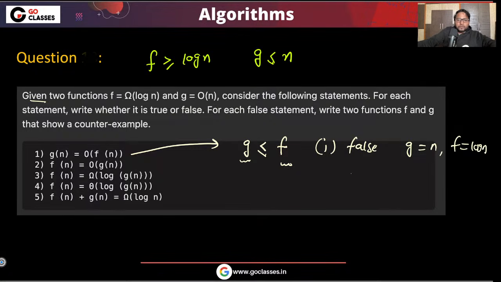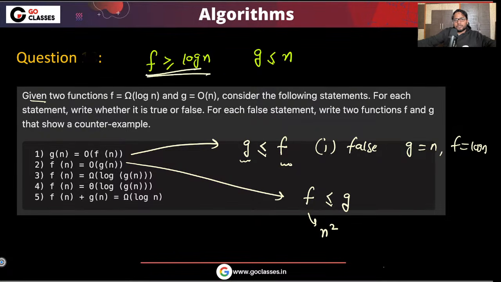What about this? Can you say f is less than or equal to g? No, right? f can be n square also, because it is greater than log n. So it can be n square, and g can be n. So again false.